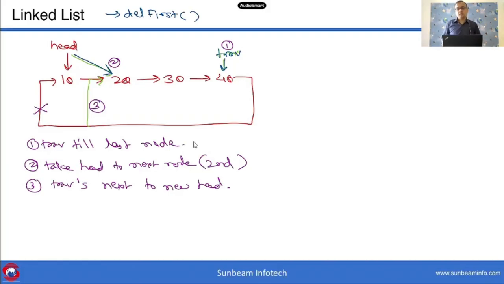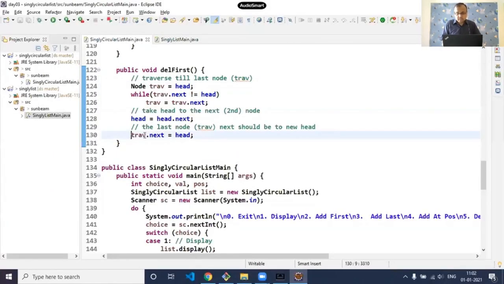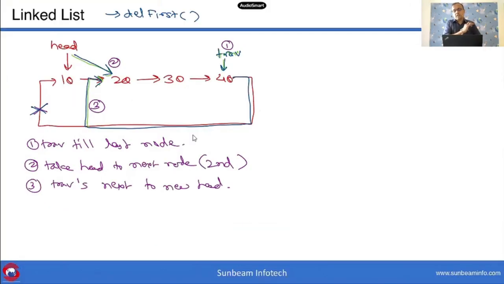And step number 3, this last node's next should point to the new head. It should not point to the old one. All I need to do is that trav's next is equal to this new head. So trav's next is this updated head. Nothing else is to be done. So all we discussed was kind of a delete first operation. But in a general case, there are special cases.